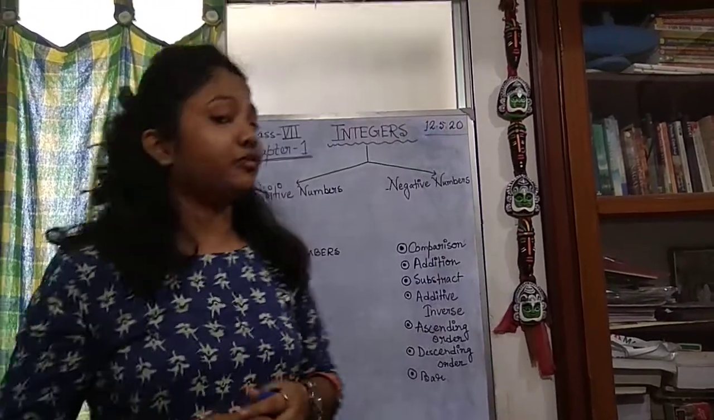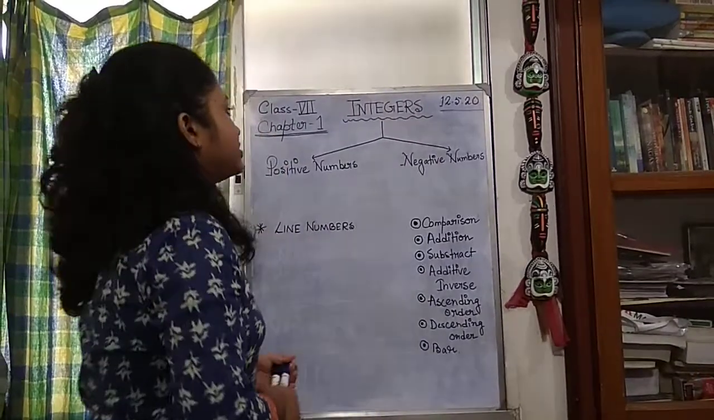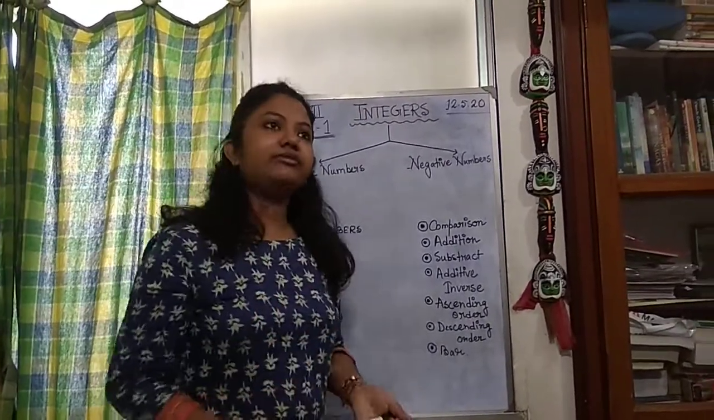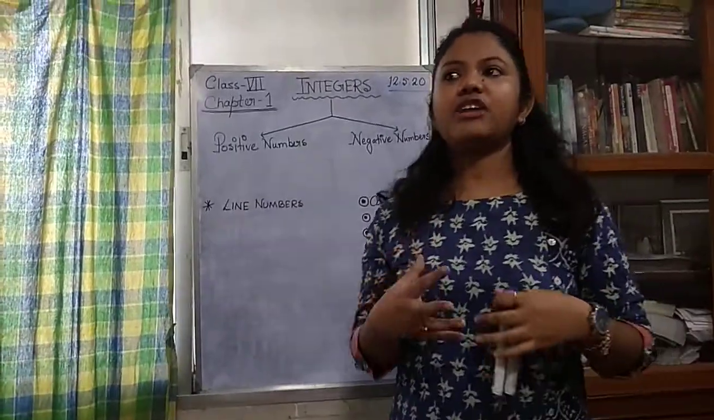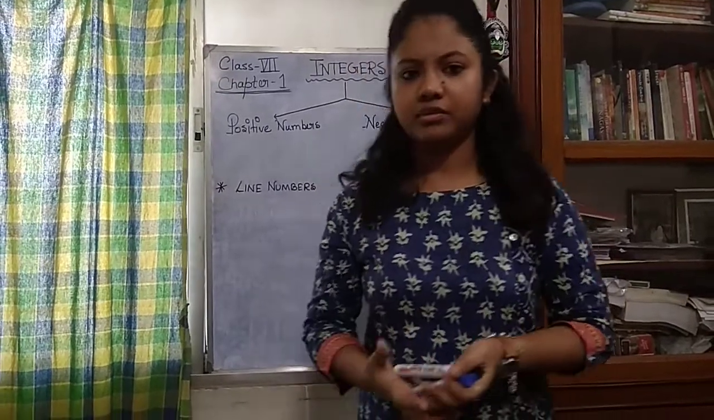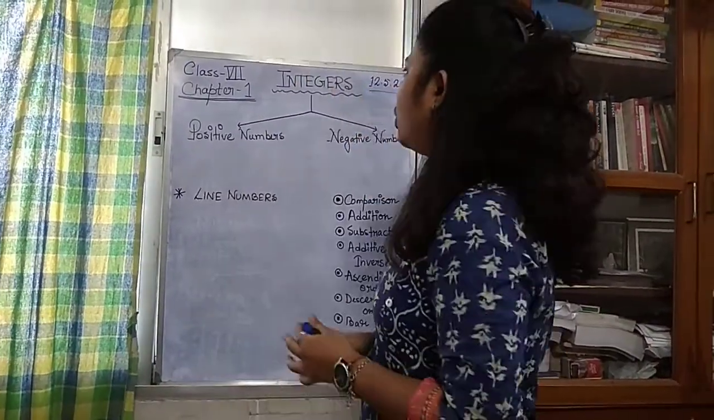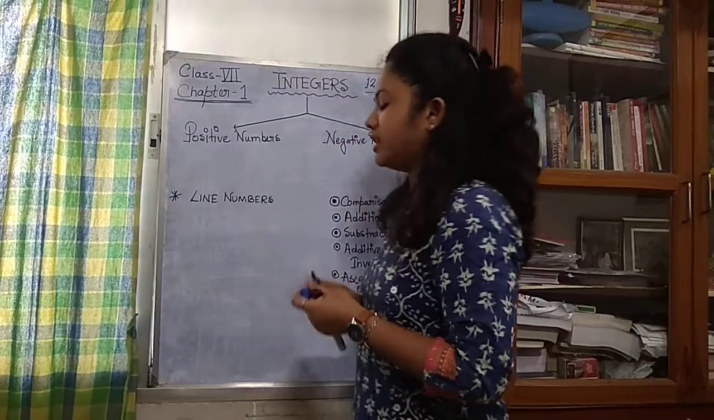So for the very first day, we will be starting with chapter 1, that is integers. It's a very interesting chapter. As we already know, outside there is a whole world of numbers, and we have majorly known about the whole numbers. But there are various other kinds of numbers too, and we will be learning about them from now on. So how many types of integers are there?